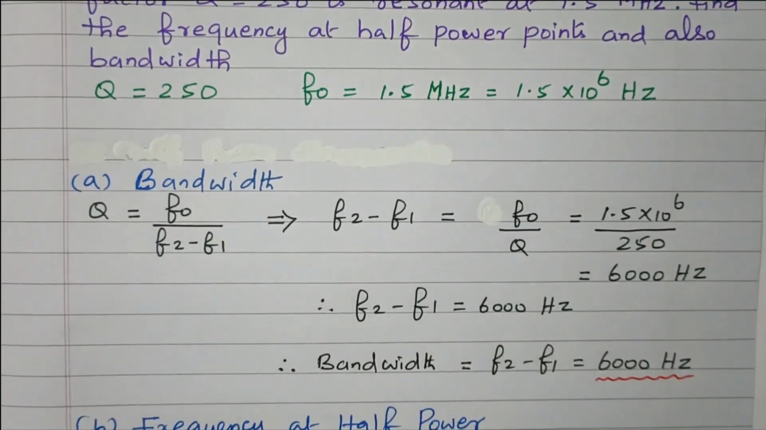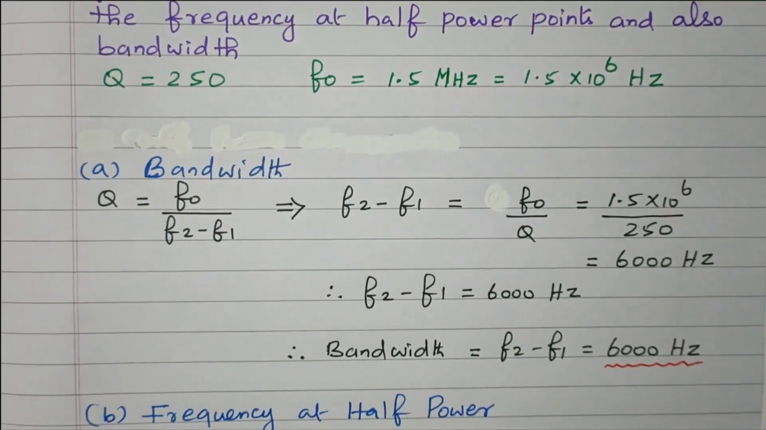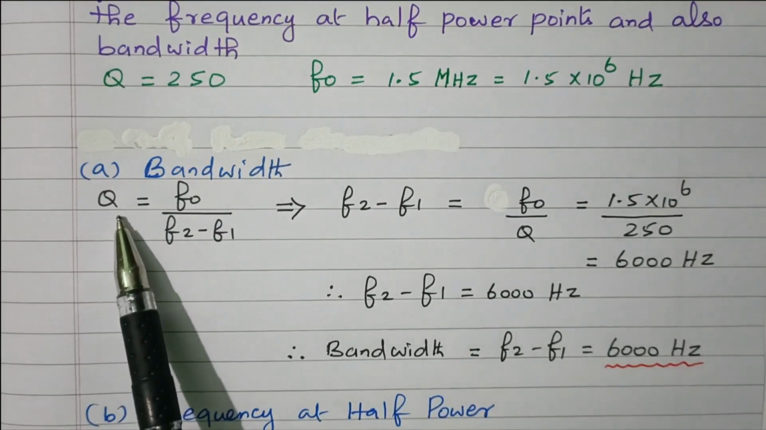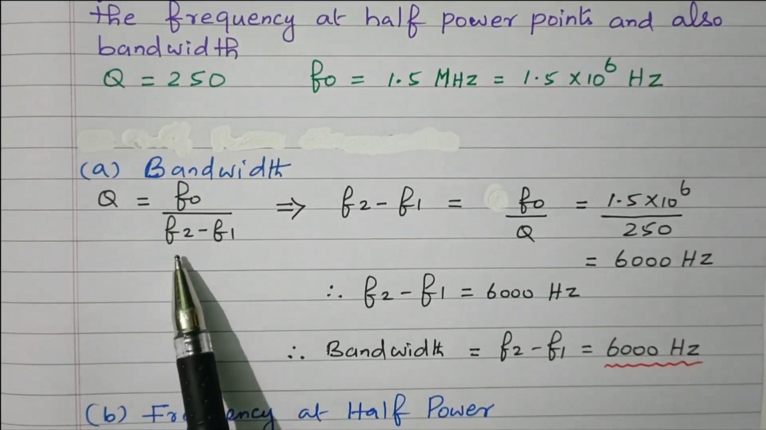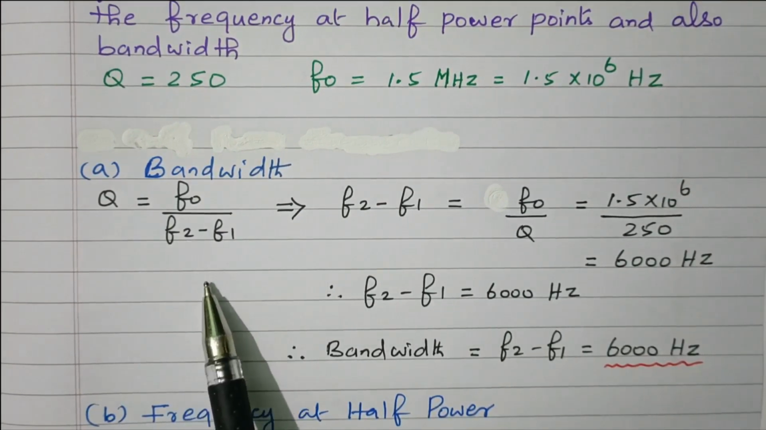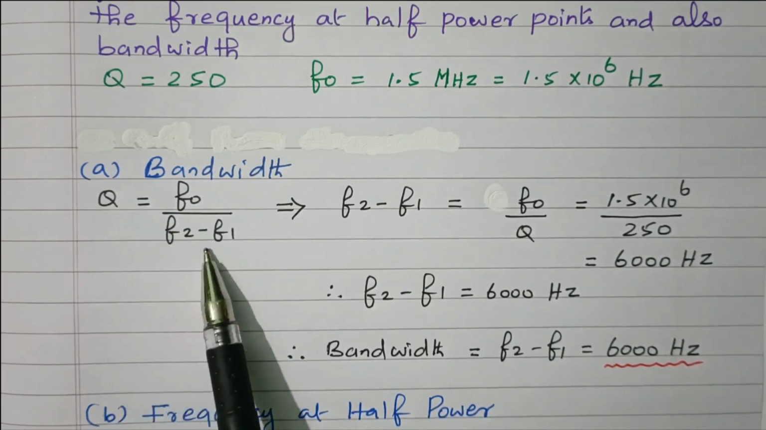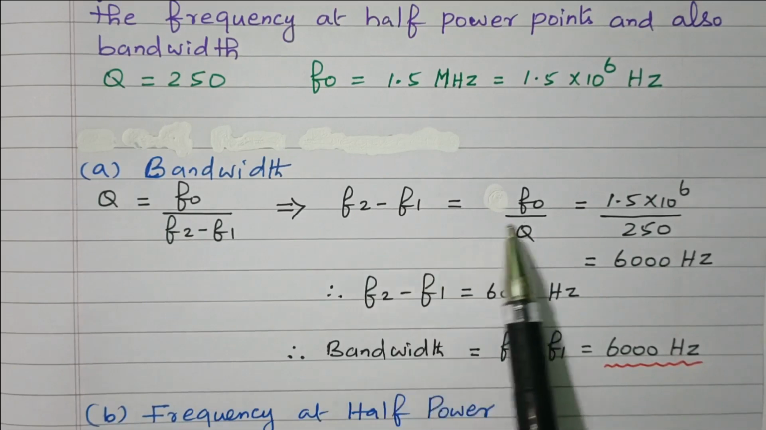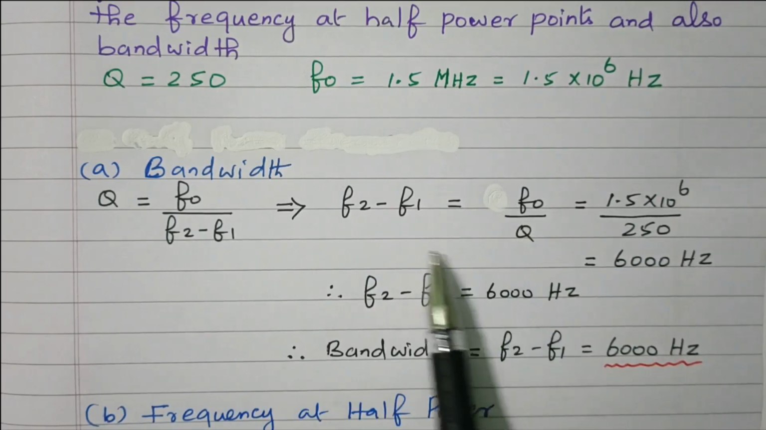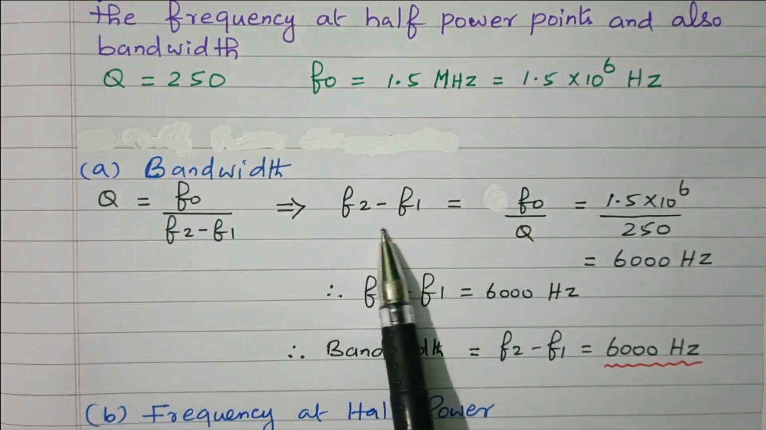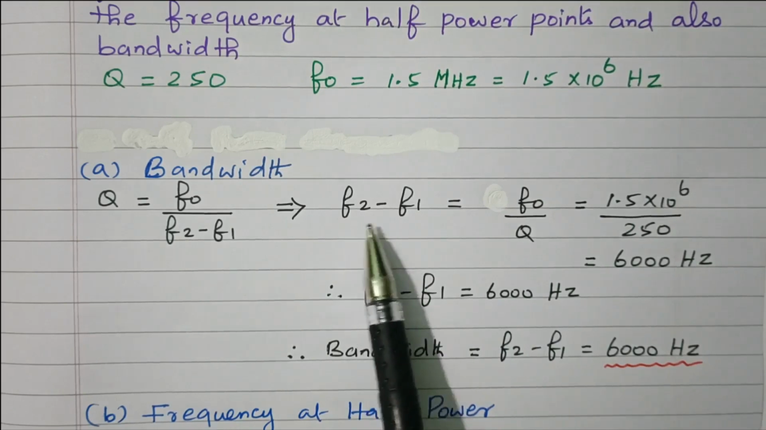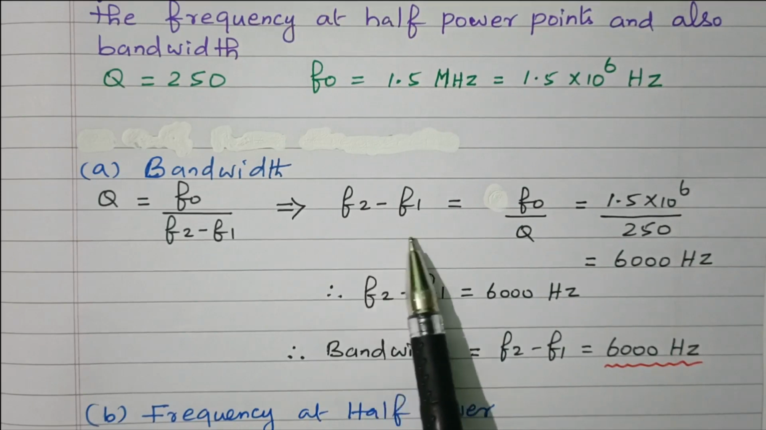Quality factor is given. From that we can easily find the bandwidth. Quality factor Q equals F naught divided by F2 minus F1. Interchanging these two parameters, F2 minus F1 equals F naught divided by Q. This F2 minus F1 is nothing but the bandwidth. Bandwidth is nothing but the difference between the upper half power frequency and the lower half power frequency.